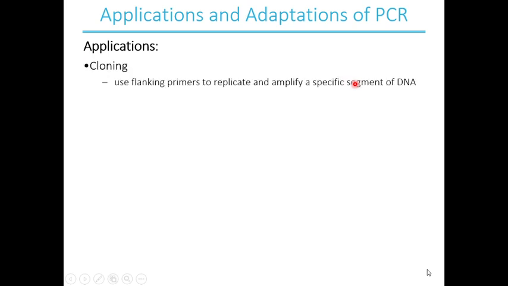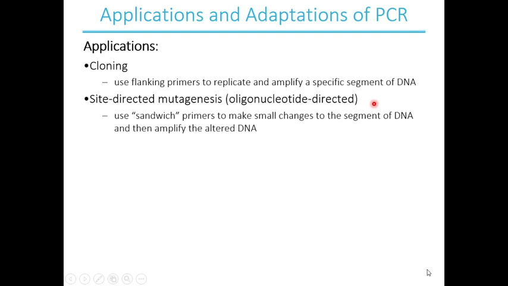What are the applications of PCR? Cloning, by using flanking primers to replicate and amplify a specific segment of DNA. Site-directed mutagenesis, or in this case, the oligonucleotide-directed method. We haven't talked about site-directed mutagenesis. I will be explaining what site-directed mutagenesis is in the upcoming slides.